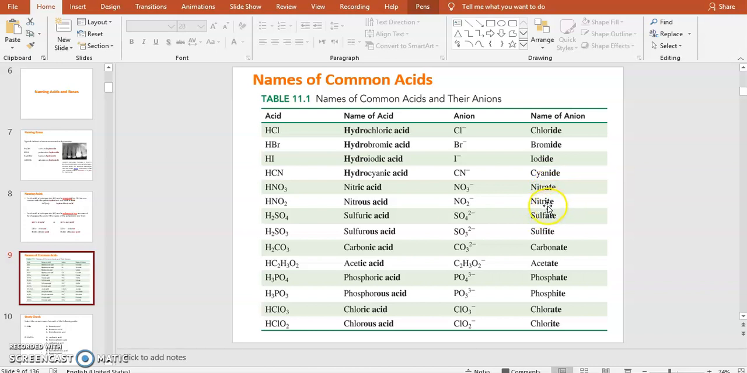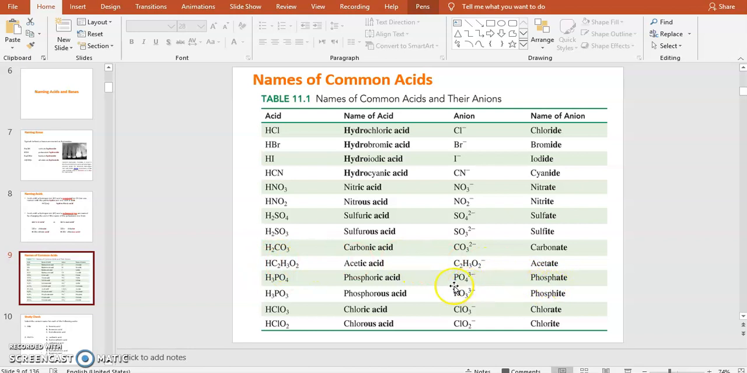Nitrite was missing one oxygen. Nitrous acid for this one. SO4, sulfate, sulfuric acid. Sulfite, missing one oxygen. Sulfurous acid. Acetate, acetic acid. And this is the vinegar, by the way. And this is the formula of the vinegar.